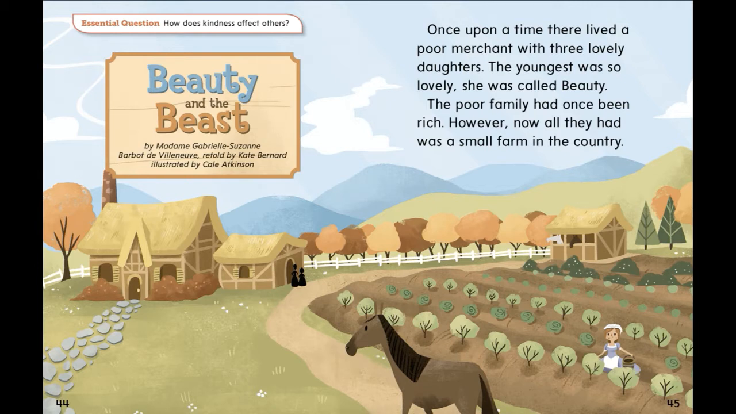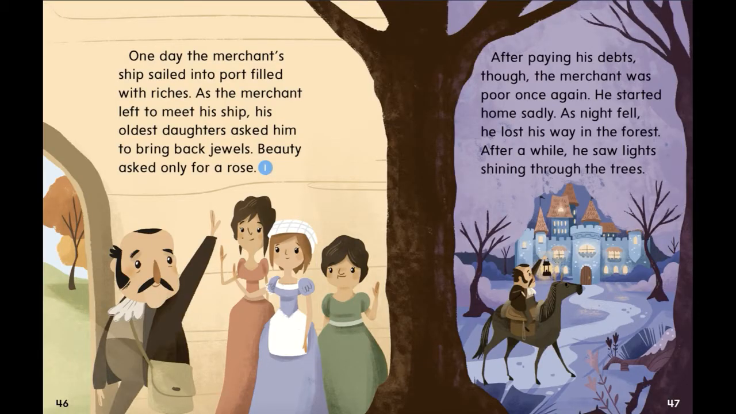illustrated by Cale Atkinson. Once upon a time, there lived a poor merchant with 3 lovely daughters. The youngest was so lovely, she was called Beauty. The poor family had once been rich. However, now all they had was a small farm in the country. One day, the merchant's ship sailed into port filled with riches. As the merchant left to meet his ship, his oldest daughters asked him to bring back jewels. Beauty asked only for a rose.